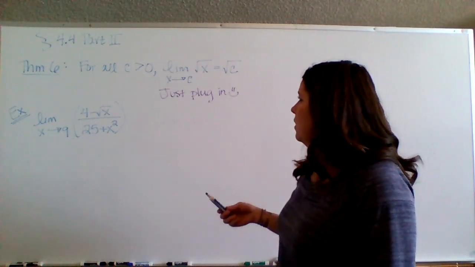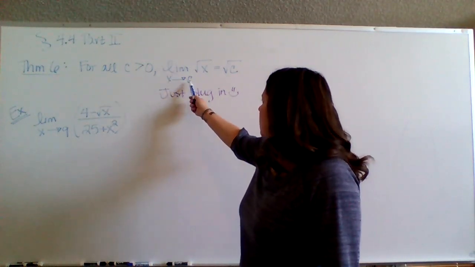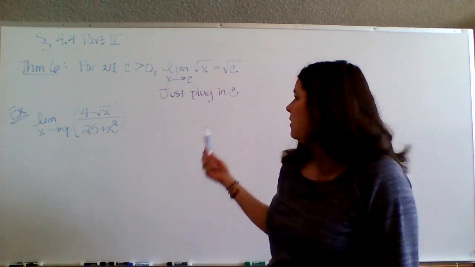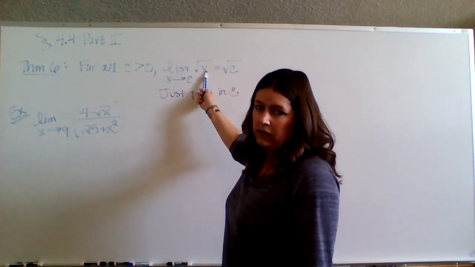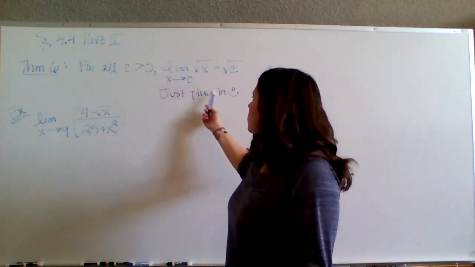So theorem 6 says, for all c values, as long as c is greater than 0, the limit as x approaches c of the square root of x equals the square root of c. So basically, they're saying that you have to have a positive value here, because if you had a negative value and you tried to substitute it in, right, you would get i's. And really, this is what this is saying.